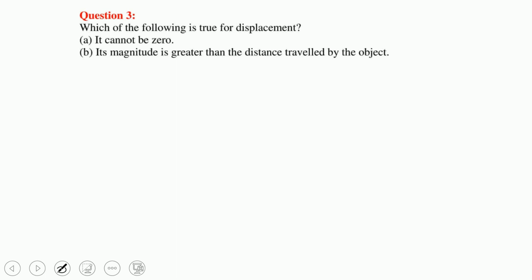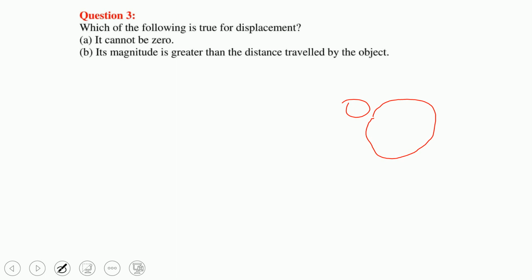Next, which of the following is true for displacement? Displacement cannot be 0. But displacement can be 0, because wherever it starts, if it reaches back there, then the displacement is 0. So is the statement true? No, it is false.